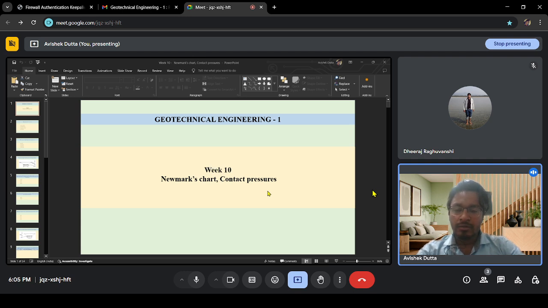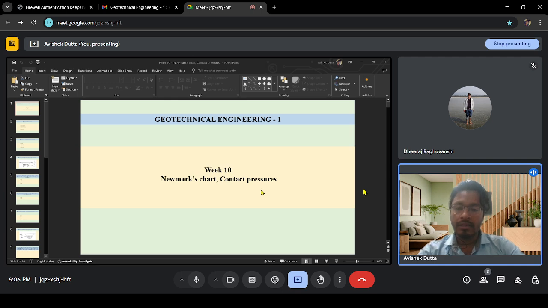Since Newmark's chart is a part of the stress distribution chapter in soil mechanics, and the basics of Boussinesq's theory and Westergaard's theory have been covered in the last two sessions, with only Newmark's chart and contact pressure I have gathered only a few questions.